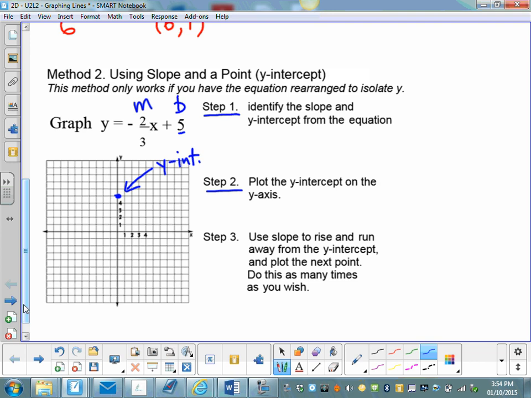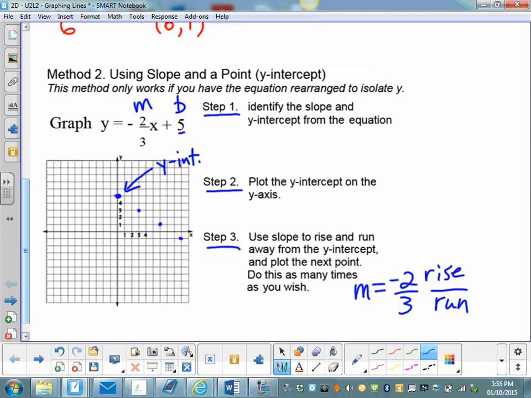So step 3, we're going to use the slope to rise and run away from the y-intercept. Our slope is negative 2/3. I'll always write the negative with the top number. Remember, the top number represents my rise, the bottom number represents my run. So from this point, I'm going to rise negative 2, so I go down 2 and over 3, and that gives me a point. Down 2 and over 3, that gives me a point.